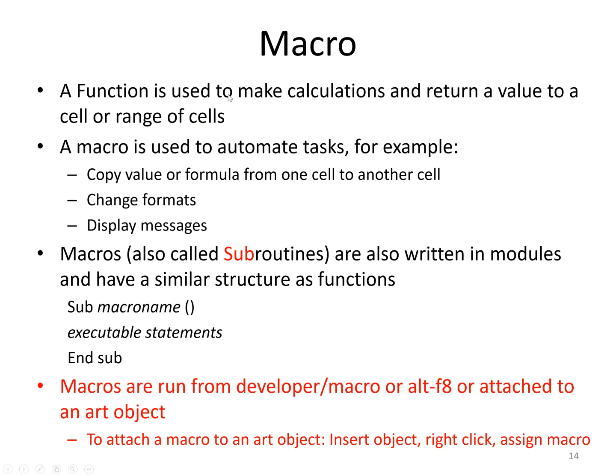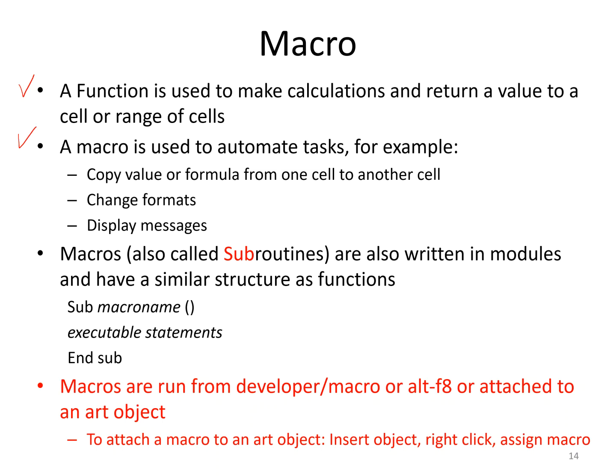So a function is used to make calculations and return a value, and that's what we've been building this entire course, using VBA to write functions that calculate different values or a range of values like covariance matrices. Now, a macro is also VBA programming.